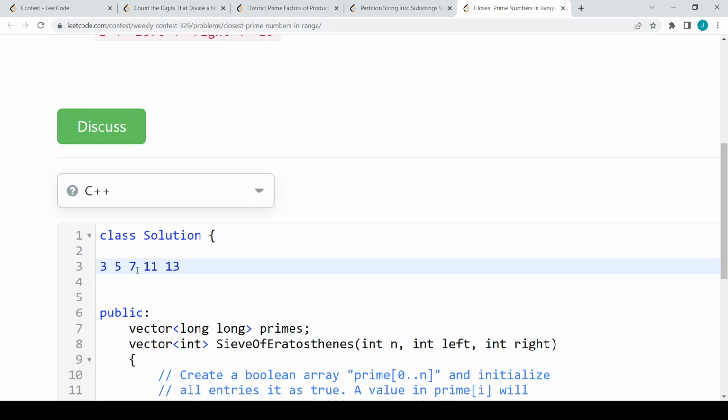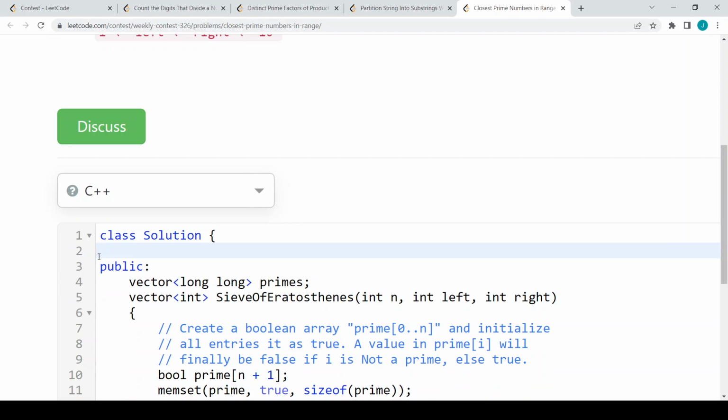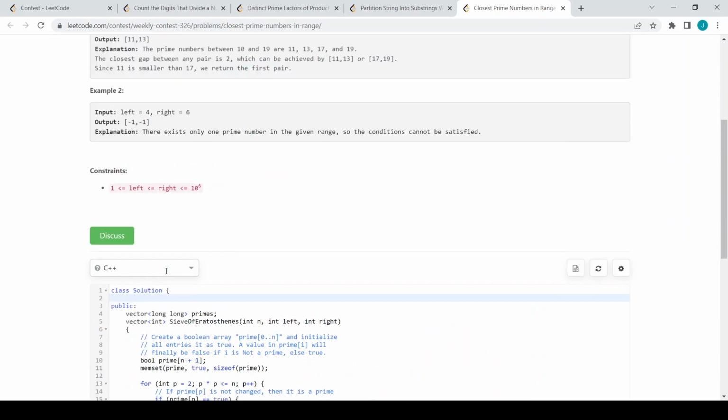So the clever idea to get the minimum possible difference is to take the adjacent prime numbers. If we take the adjacent prime numbers, then we will get some difference, and since we want to minimize our difference, we will take all the adjacent differences and keep track in one variable. That is the approach I have used.